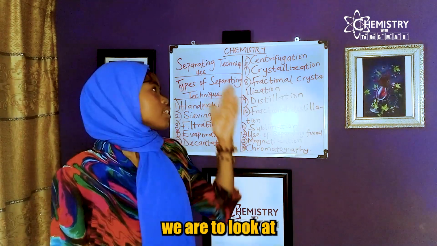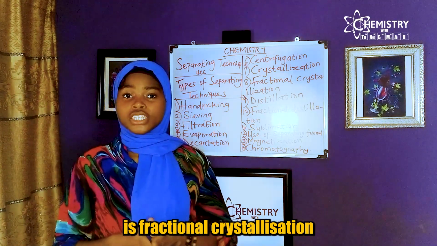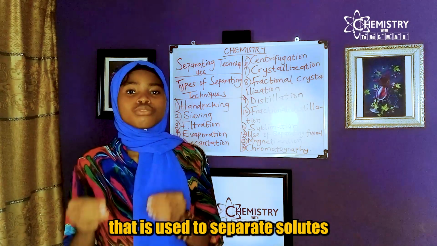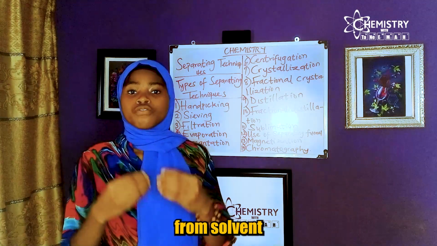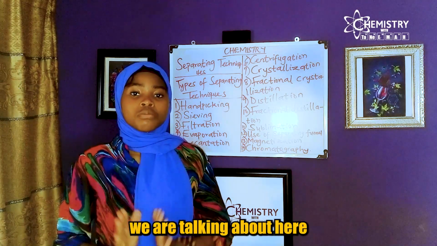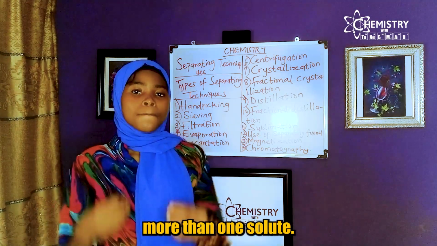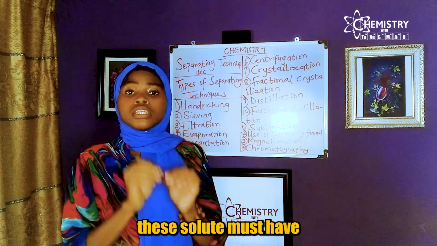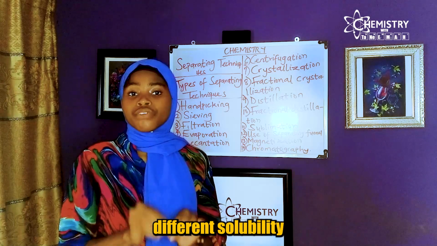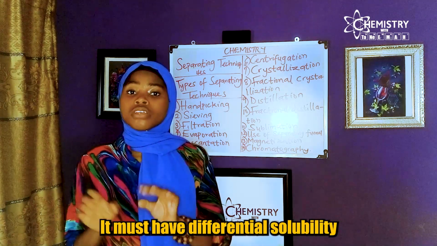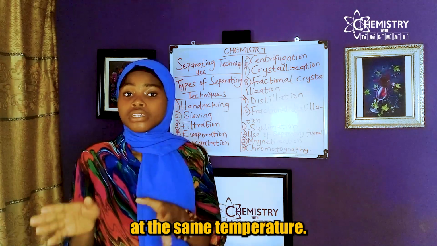The next separating technique we have to look at is fractional crystallization. Fractional crystallization is a separation technique that is used to separate solutes from a solvent at different temperatures. Now, the mixture we are talking about here is a mixture that contains more than one solute. And the key point to note here is that these solutes must have different solubilities at the same temperature.